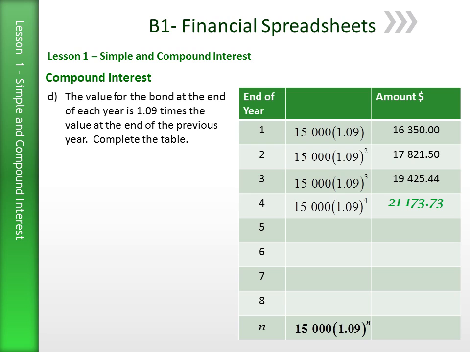$21,173.73, or we can plug into our calculator the formula 15,000 times 1.09 to the 4th power. Just remember our BEDMAS and that we have to do the exponents before we do our multiplication. So we would put in the 1.09 to the 4th power first and then multiply that value by the 15,000.